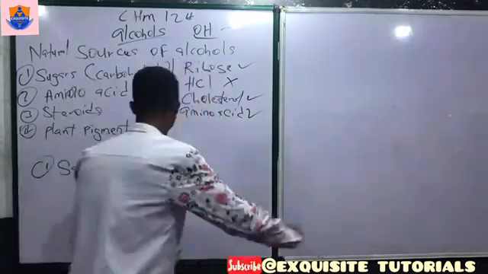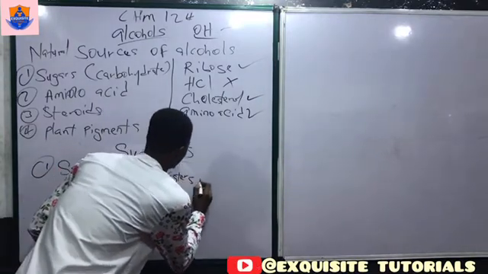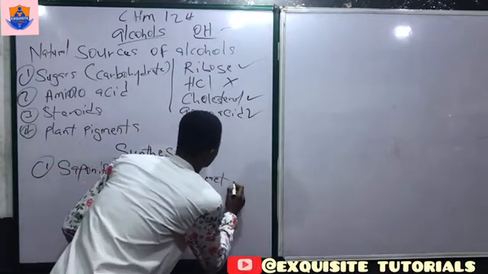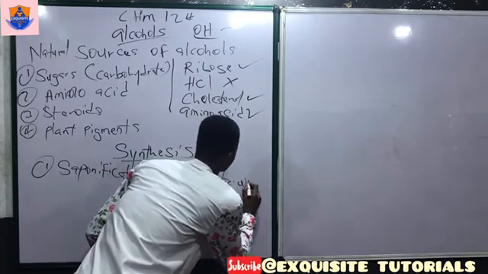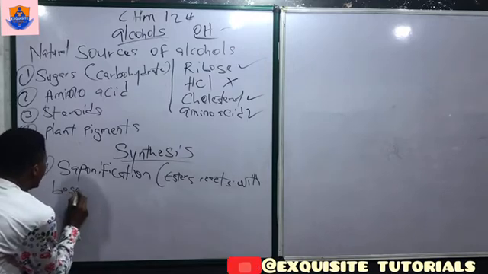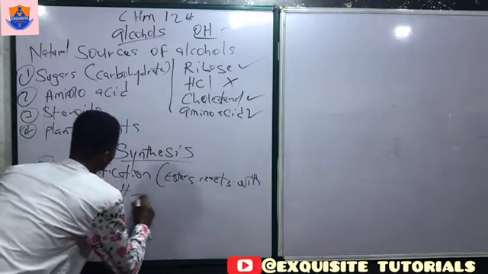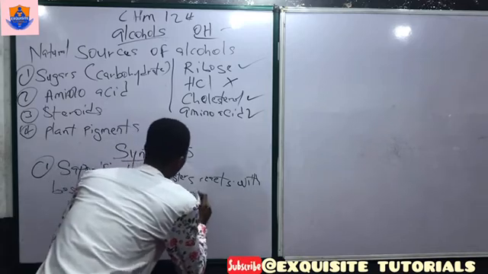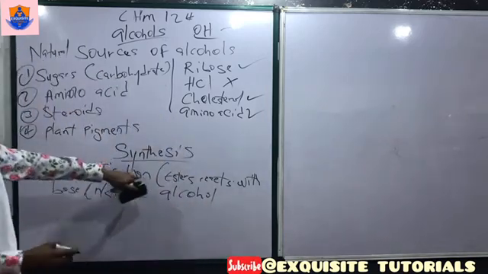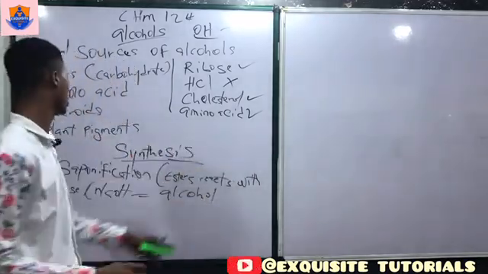Saponification is a process whereby esters react with a base, let's say, for example, sodium hydroxide, to give you alcohol. So this is one of the syntheses or commercial ways of getting alcohol.